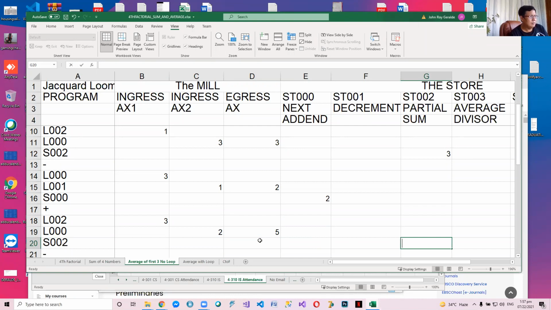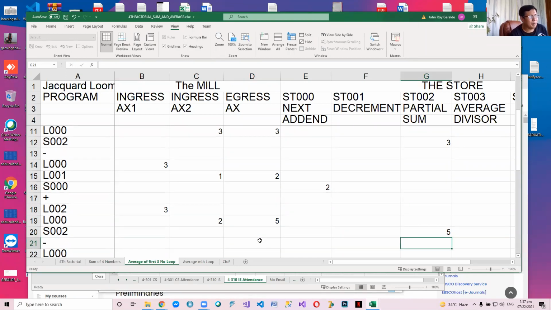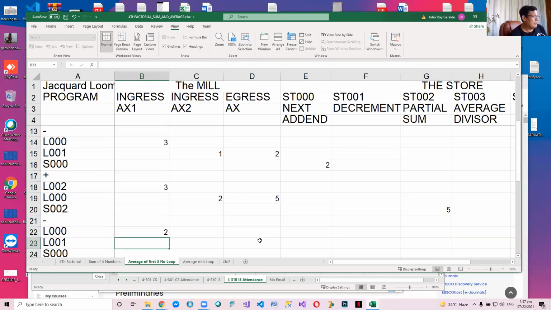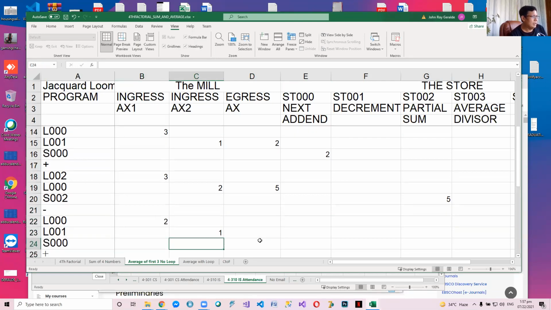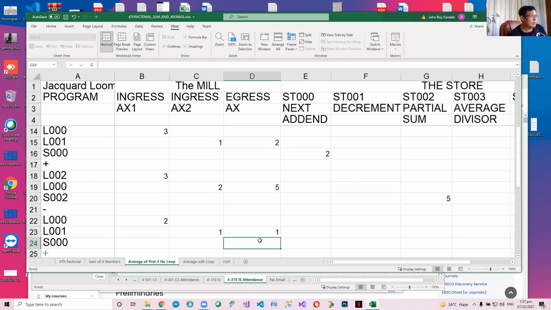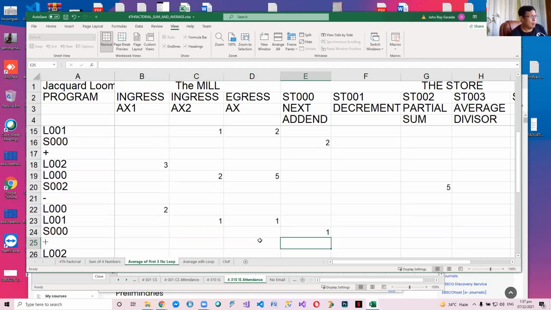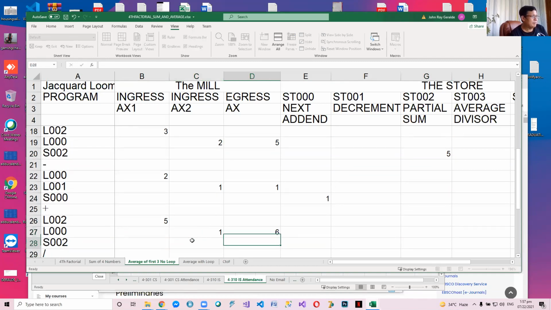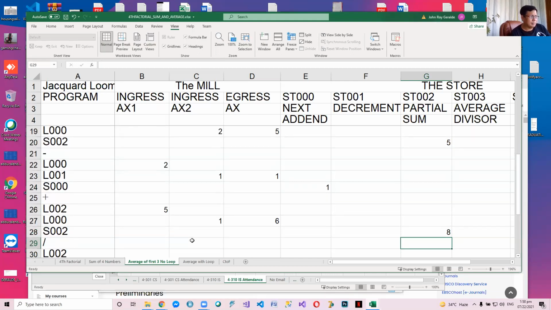So the next partial sum is 5. Then we do a minus to compute the next addend. 000 is a 2 this time, and 1, so 2 minus 1 is 1, and we store it at 000. So our next addend is a 1. So we'll do a plus. 5, because 002 is a 5, and we have copied it here, and 000 is a 1. So 5 plus 1 is 6, and we'll store it here. We're done with 6.